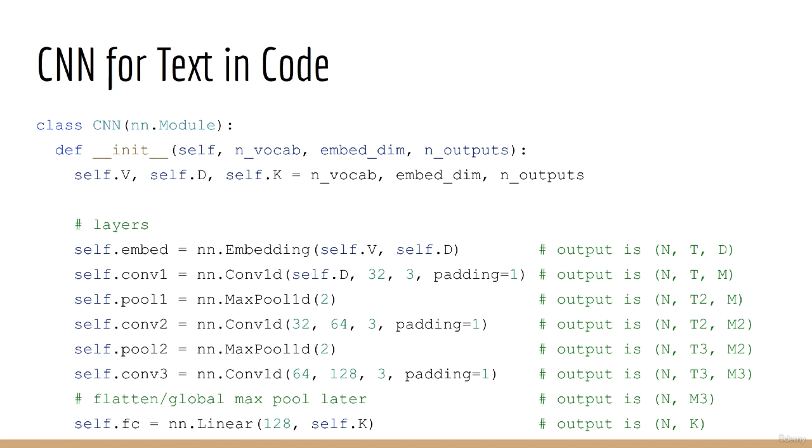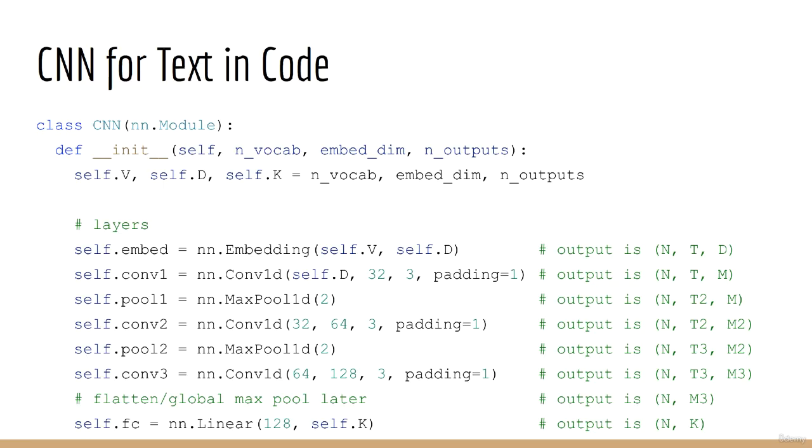So here's how it all looks in code. First we have our input, that's a length t sequence of word indexes. Then we have an embedding layer. The output of that is a t by d sequence of word vectors. Then we have a 1D convolution. This is just the conv1d class.